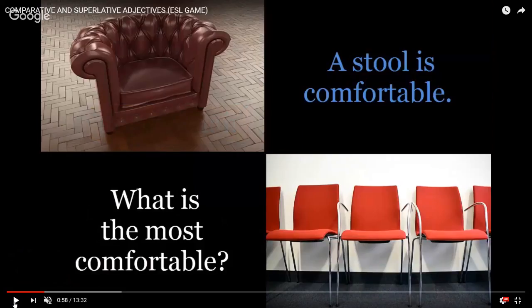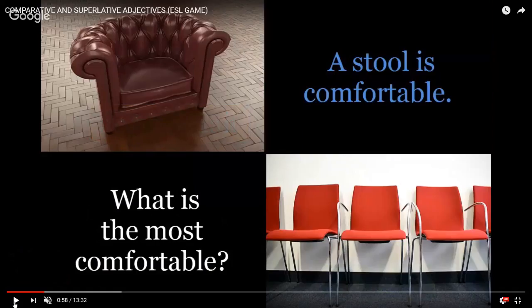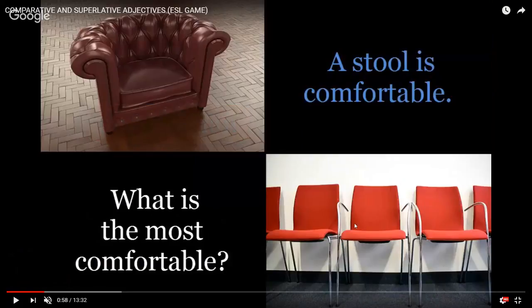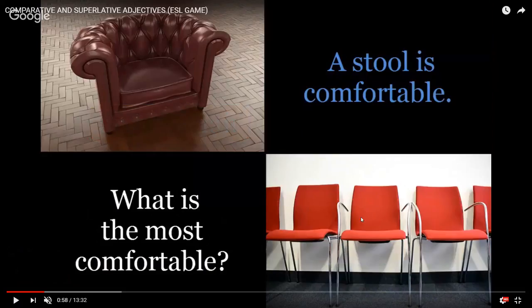A stool is more comfortable. Well, this is not comparative. A stool is comfortable, the normal adjective, right? So now, tell me the comparative, the stool with the chair, okay? The comparative. A stool is more comfortable than a chair. Than the chair? Totally sure? The chair.